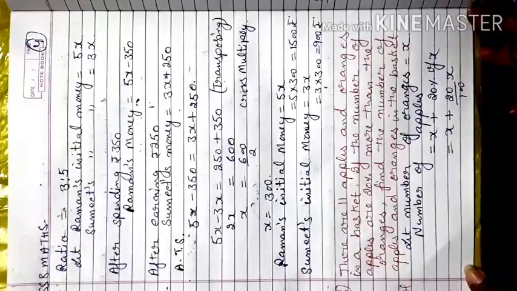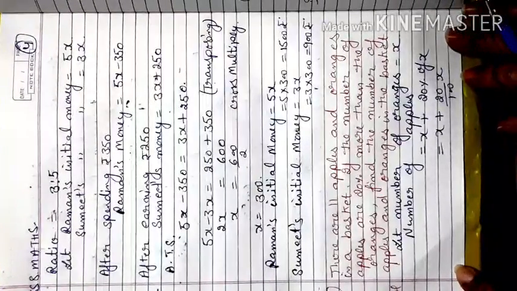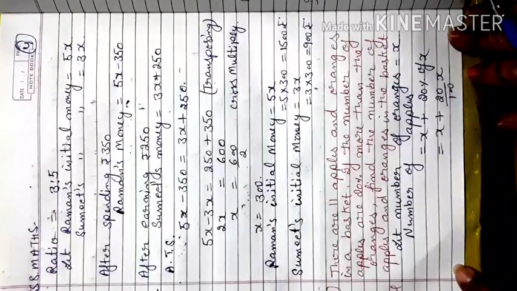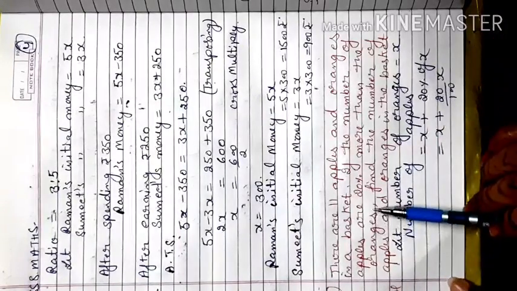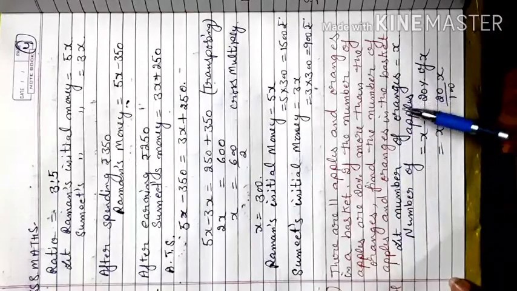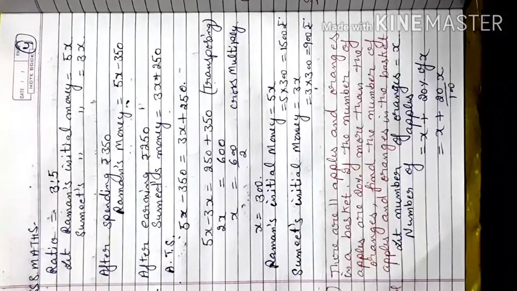Next, our sixth question of your worksheet. There are 11 apples and oranges in a basket. In the basket, the total quantity of apples and oranges is 11. If the number of apples is 20% more than the oranges, then we find 20% of the oranges and add it to the same quantity of oranges, and the quantity of apples will be found out.